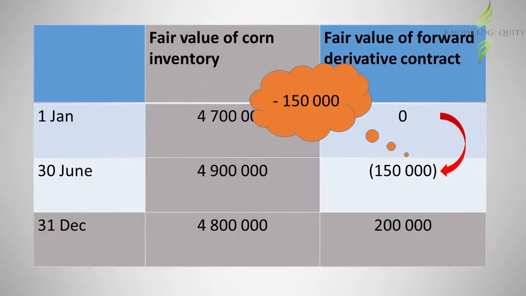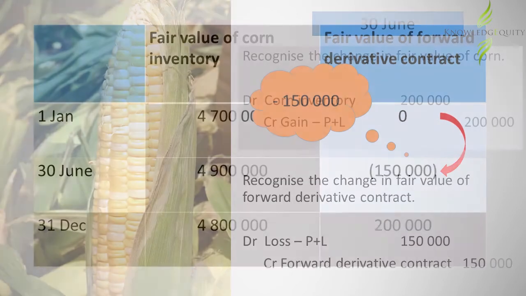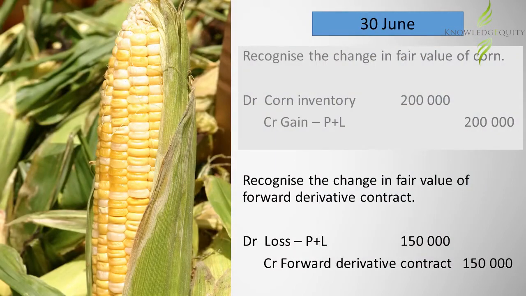On 30th June, the fair value of the forward derivative contract decreased by $150,000. So the journal would be a debit to a loss in profit and loss for $150,000 and a credit to the forward derivative contract with $150,000. Note that the loss on the hedging instrument is taken to profit and loss.